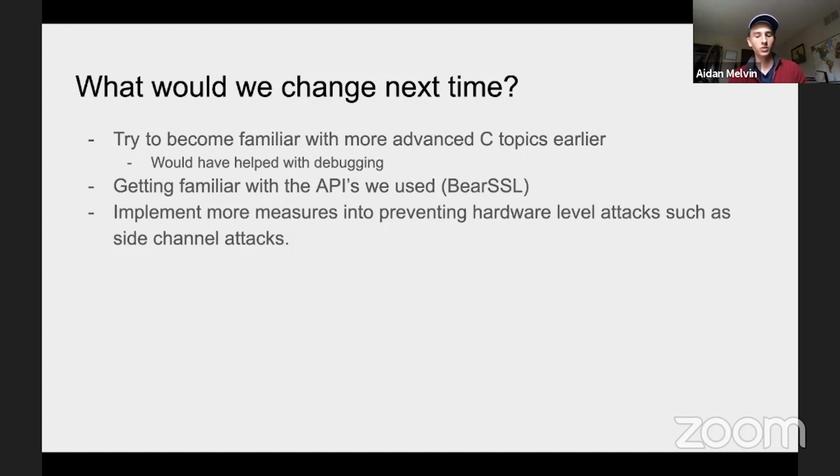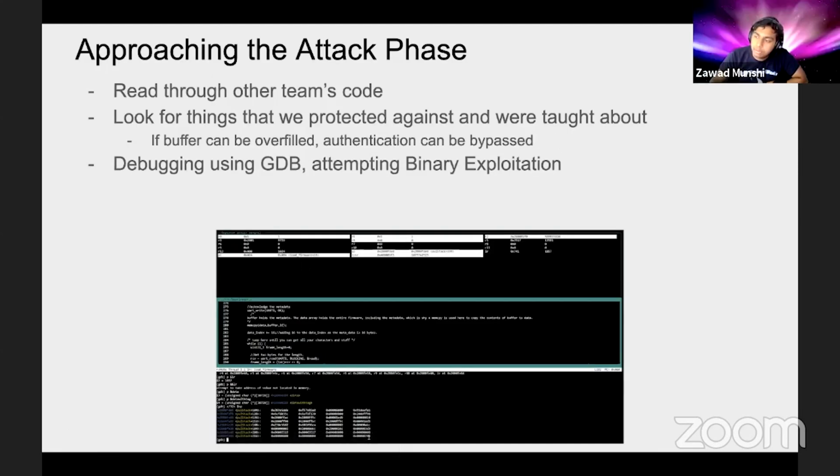Then finally, if we were to not be virtual next time we did this, we would implement measures to prevent hardware level attacks, such as side channel attacks. The reason we didn't have to prevent against those types of things this year is because the hardware that we were sending our firmware to, the Stellaris, was emulated, so power and voltage and current readings could not be taken from it. So when we approached the attack phase, we first had to analyze other teams' code.